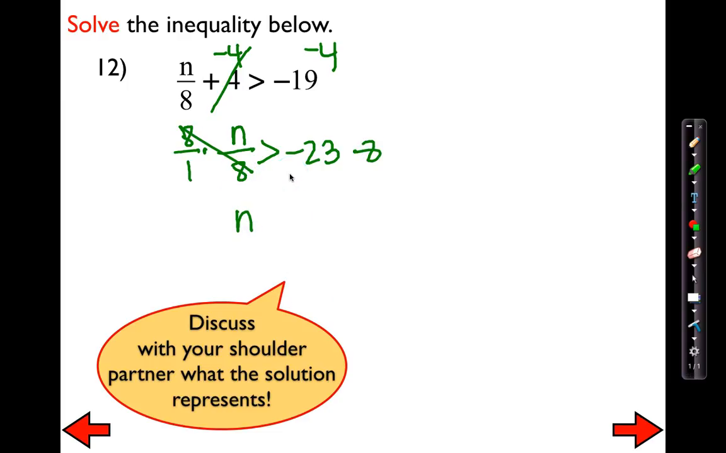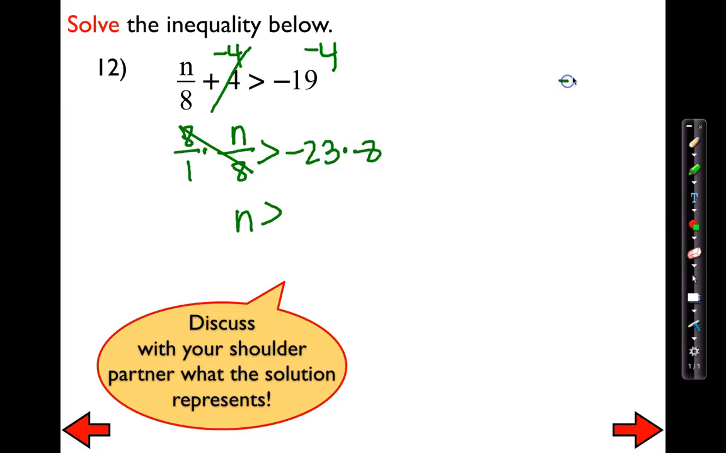And again, before I write down the inequality symbol, I'm going to ask myself, by any chance did I multiply or divide both sides by a negative number? The answer is, in this case, no. I multiplied both sides by a positive 8. So for those reasons, my sign is not going to switch. So we're going to keep it as n is greater than.